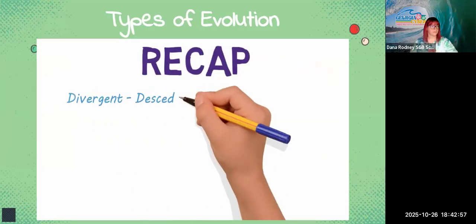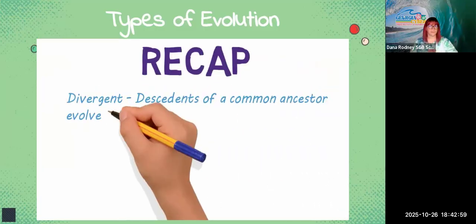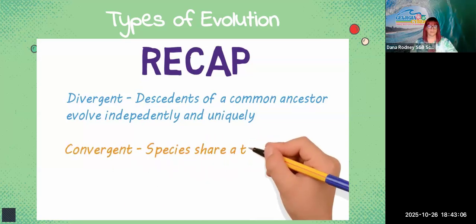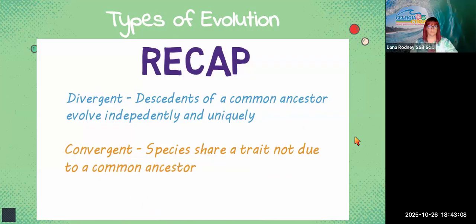All right, so let's recap. Divergent evolution is when descendants of a common ancestor evolved independently and uniquely, like the dog, the wolf, and the fox. While convergent evolution is when species share a trait not due to a common ancestor, such as birds, bats, and butterflies' ability to fly.